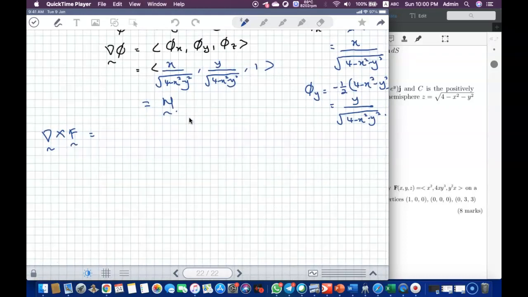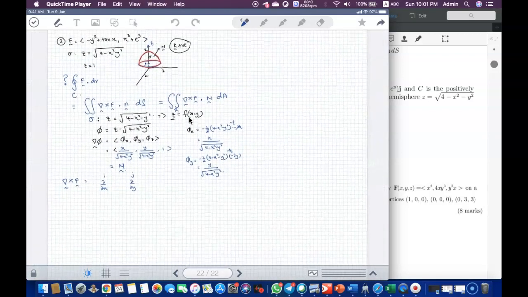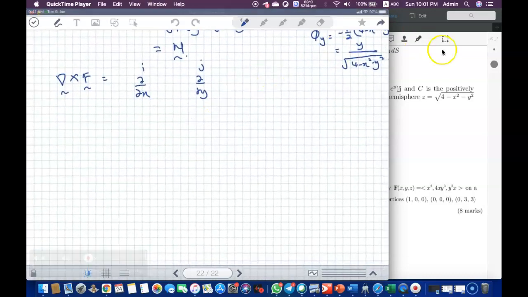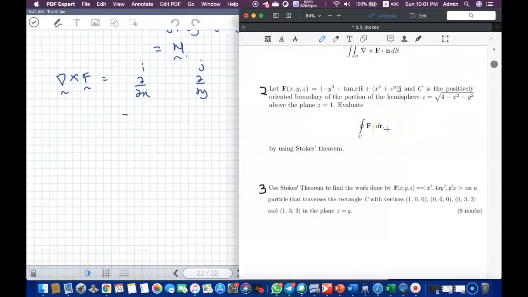So the curl F here has only i and j, right? So del x, del y. Then we put the vector function, which is quite long: minus y cubed plus tangent x in i, and in j you have x cubed plus e^y. We only have i cross j giving you k, so the rest is 0.